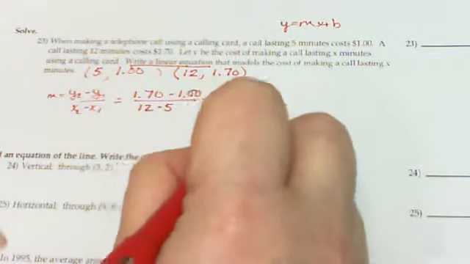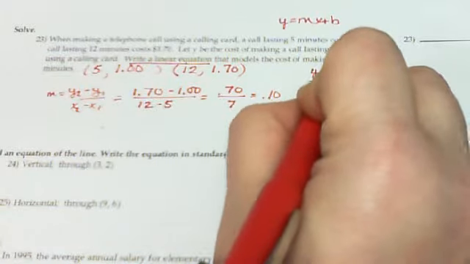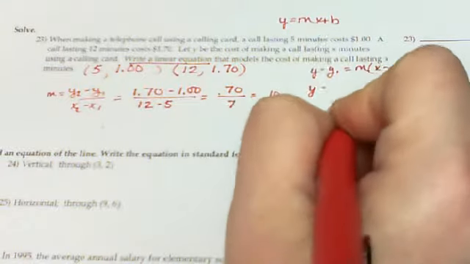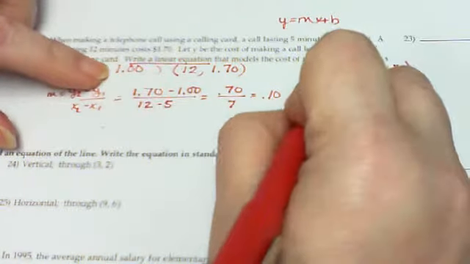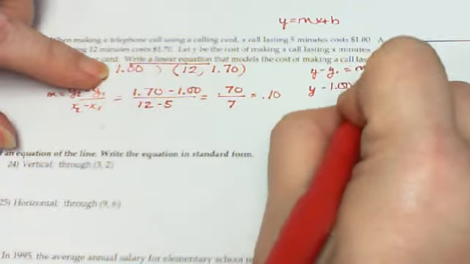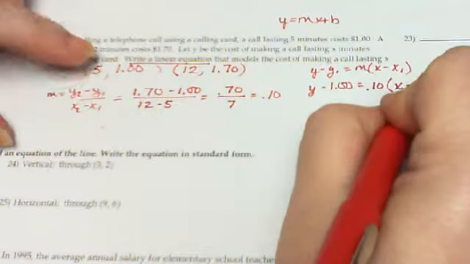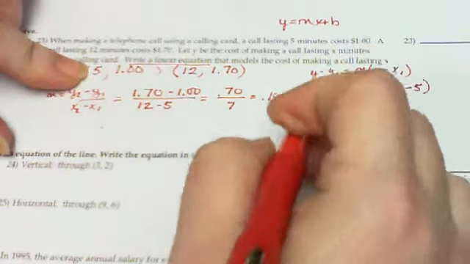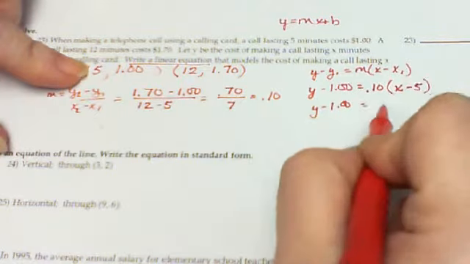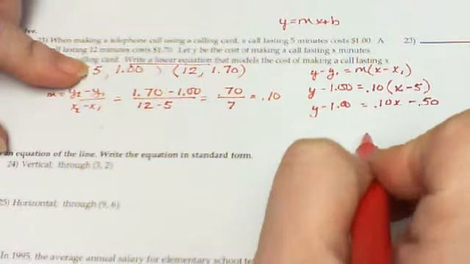Once you have that, we have our slope, we have a point, we can put it in point-slope form. Y minus y1 equals m times x minus x1. y1 is our $1. Our m we found was 0.10. X is x minus our x1, which is 5. Go ahead and get rid of your parentheses. So y minus $1 is equal to 0.10x minus 0.50.